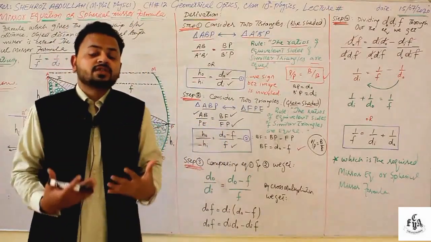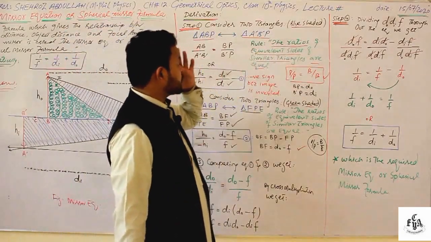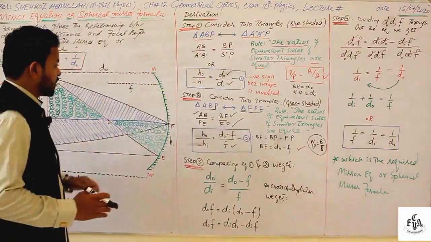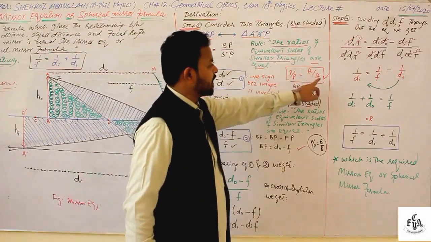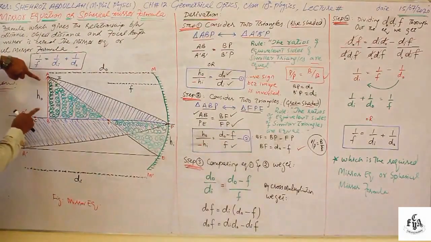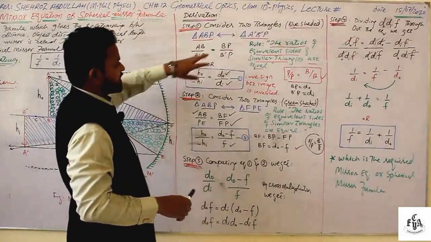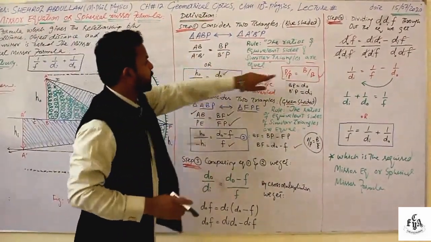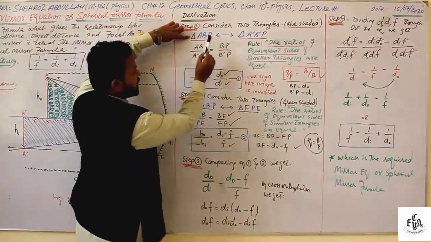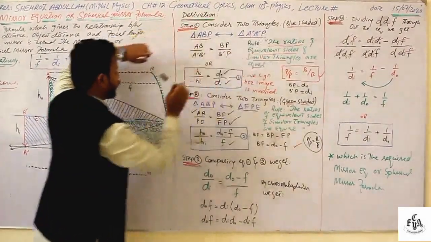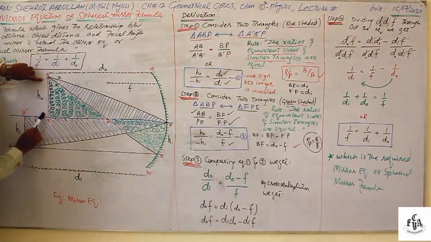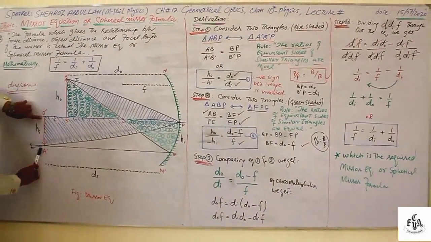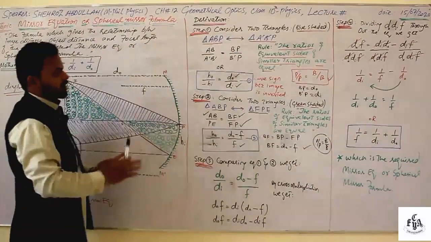Now the rule upon which we are comparing these two triangles is that the ratio of equivalent sides of similar triangles are equal. So we can take a ratio of perpendicular to perpendicular, base to base. Perpendicular to perpendicular in triangle ABP and A dash, B dash, P. What is the perpendicular? AB in the first triangle, and A dash, B dash in the second triangle. Now come to base.